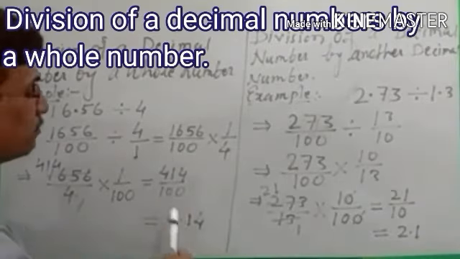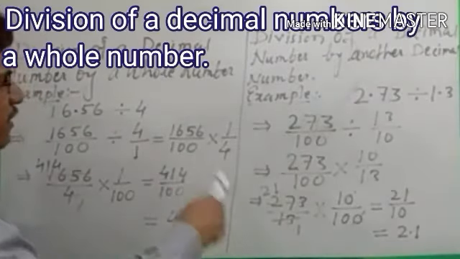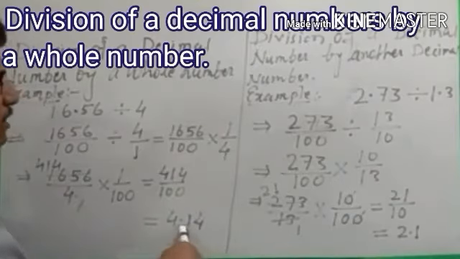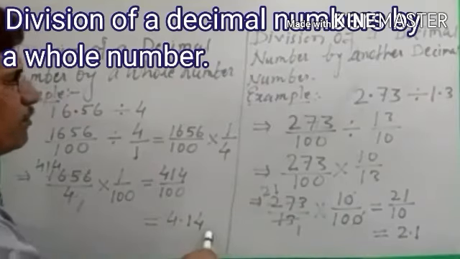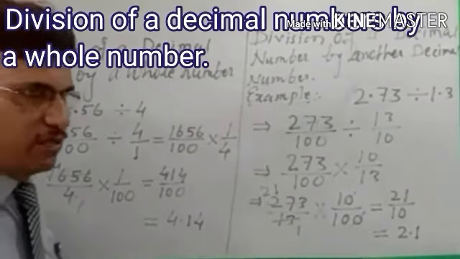Now we will convert it again into decimal form. So we get 4.14. You know how to convert a fraction into a decimal. I have already discussed it.